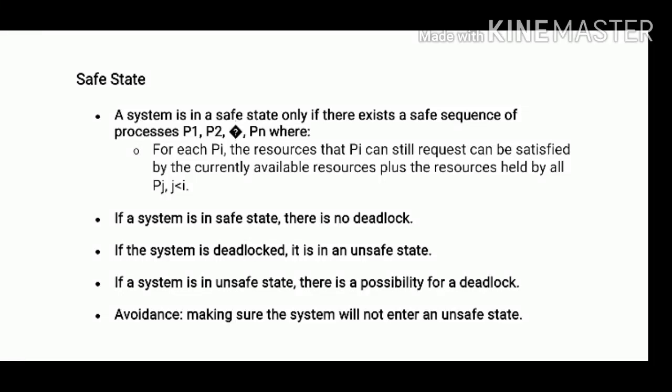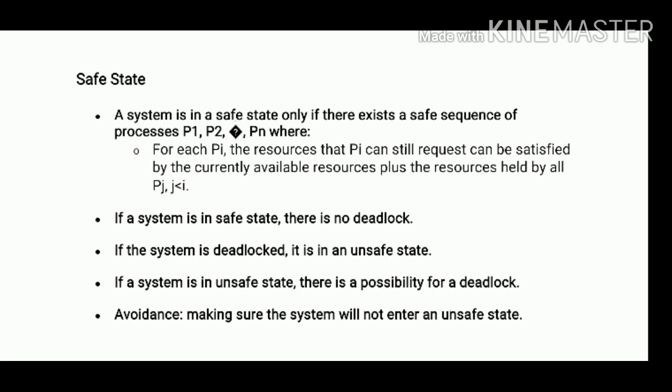Yesterday we discussed the resource allocation graph, which is used to detect deadlock in our system. Today we are going to see the second method to check whether we have deadlock in our system, by using safe state. So what is a safe state? The system is in the safe state only if there exists a safe sequence of processes.